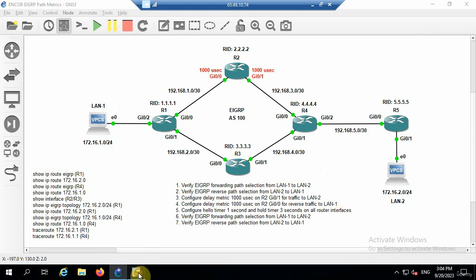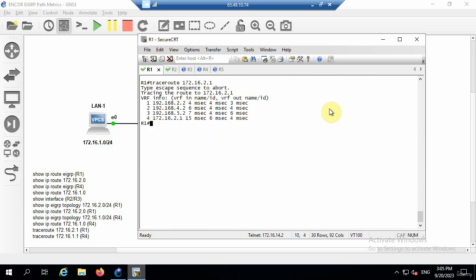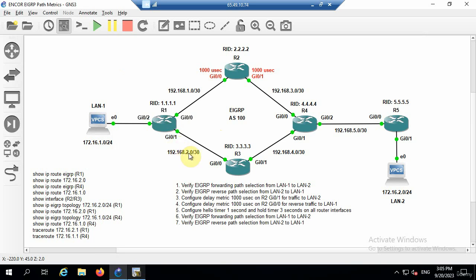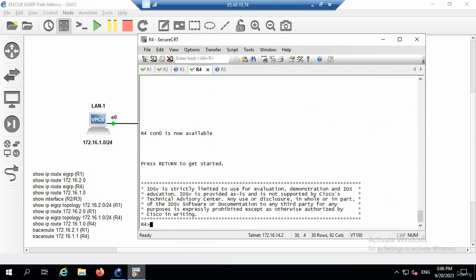And I'll just do a traceroute as well. And so I've got 192.168.2.2, 4.2, and 5.2. So there's the 2 subnet, there's the 4 subnet, there's the 5 subnet, 172.16.2.0. So you can see that's taking the correct path. Now what I'll do is reverse direction.